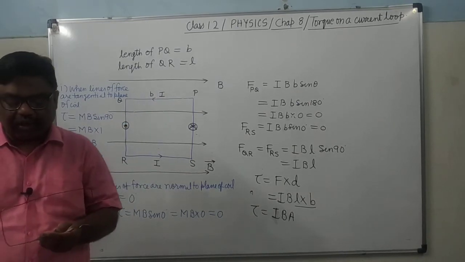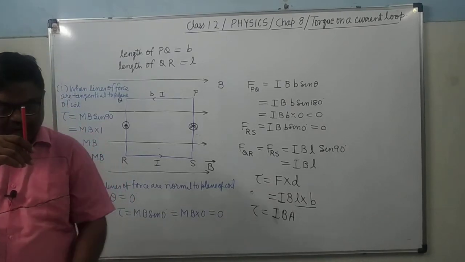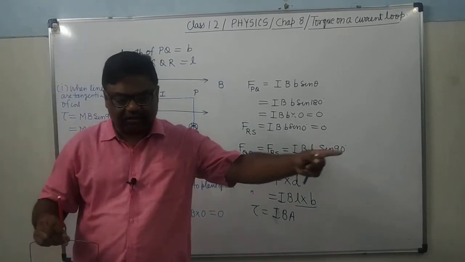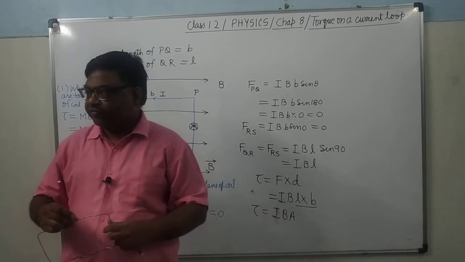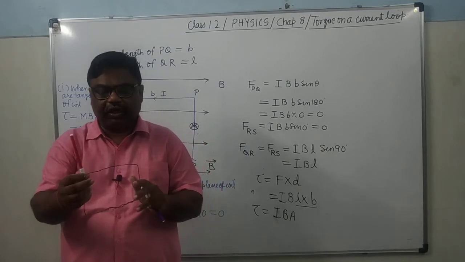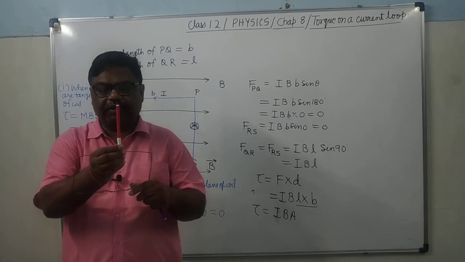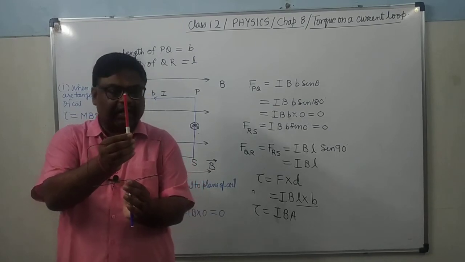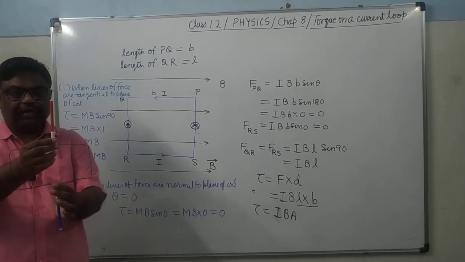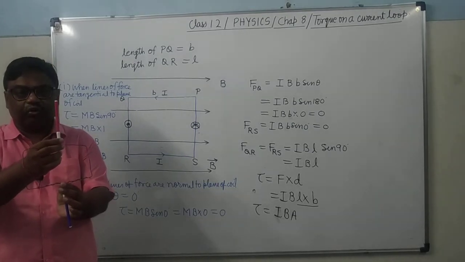But what will happen to their line of action? Here you can see on this force will act upward, and here you remember that the magnetic field lines are like this. It is from this way. These are this way, and now it has rotated from that position. So force acting on segment PQ will be this. Force acting on segment RS will be this. Now these two forces will be equal in magnitude, opposite in direction, and such that their line of actions are coinciding.